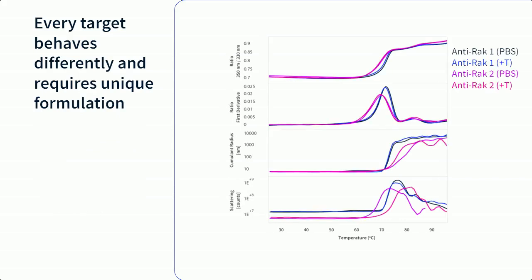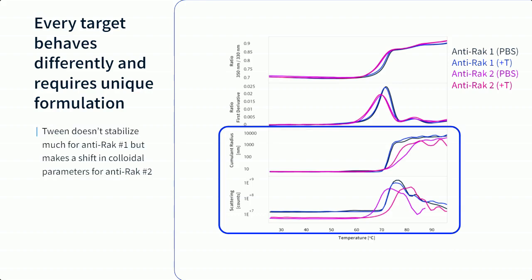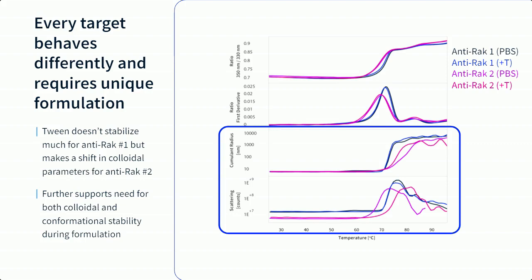To further emphasize that point, let's look at how the two anti-RAC antibodies behave in the presence of Tween. Antibody number 1 is in the darker colors, and antibody number 2 is in the lighter colors. There isn't much of a change in the conformational stability with Tween, but if we look at colloidal stability, we see that while Tween doesn't have much of an effect on antibody 1, it does affect antibody 2. I hope I've convinced you by now, but if I haven't, this is a really good example of why it's important to assess both conformational and colloidal stability when evaluating buffer formulations.